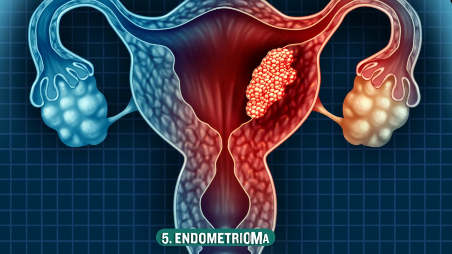The fifth form of cyst is called endometrioma. This is a form or type of what we call deep infiltrating endometriosis of the ovary. It grows in the ovary and disturbs ovarian function, and it can even cause infertility and pain. Some people call it a chocolate cyst.